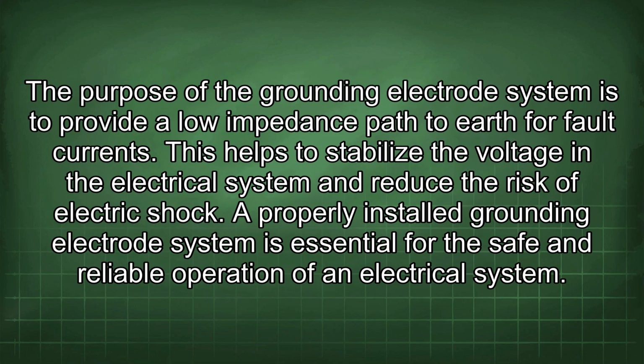The purpose of the grounding electrode system is to provide a low impedance path to earth for fault currents. This helps to stabilize the voltage in the electrical system and reduce the risk of electric shock. A properly installed grounding electrode system is essential for the safe and reliable operation of an electrical system.